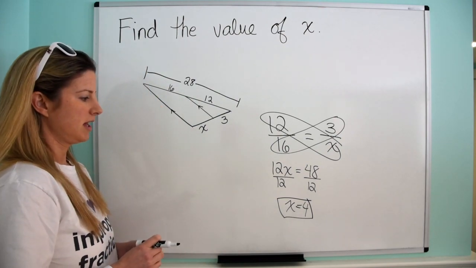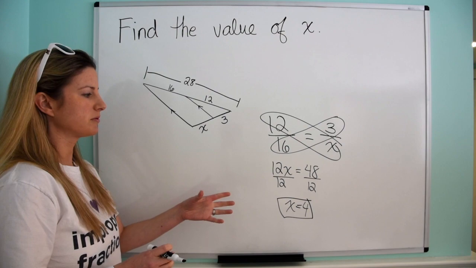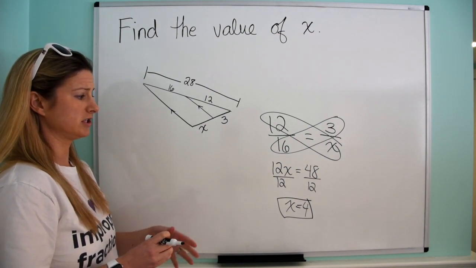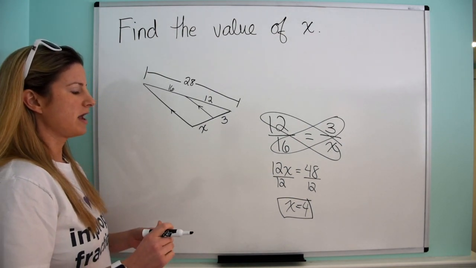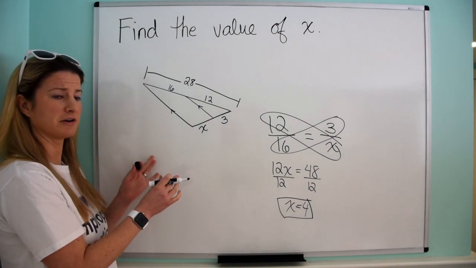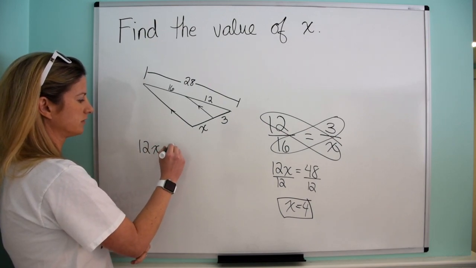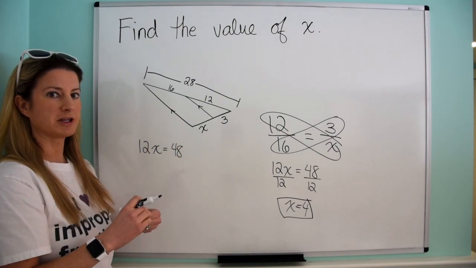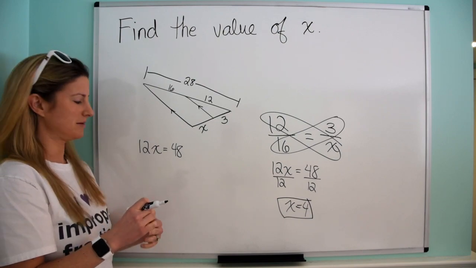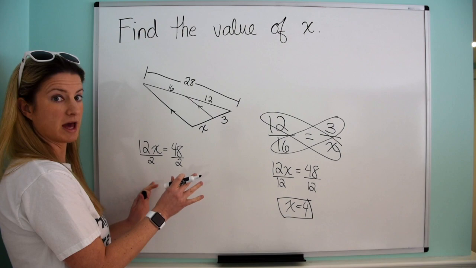Perfect. Just a little note on that division. Some of you might be really good with your 12's tables, multiplication and division, etc. If you're not, that's totally okay. And sometimes a teacher may not allow a calculator for a question like this. So think about it this way. If you have 12x equals 48, for me personally, I'm really good at halving things and doubling things. So if I just divide this by 2 and this by 2, I can totally do that.